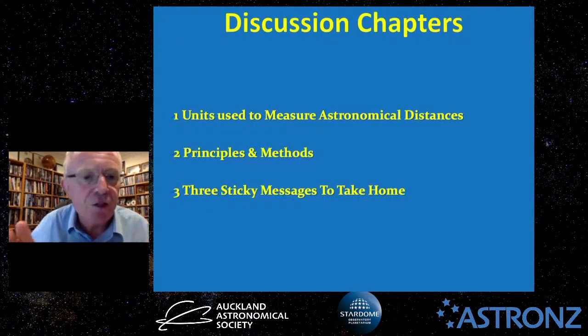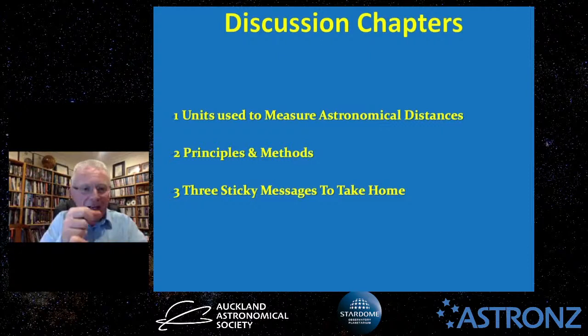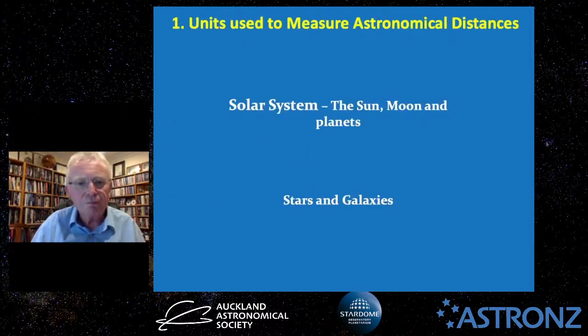Okay, so I've split it into three chapters, if you will. One, the units that astronomers use to measure astronomical distances. The second part will be principles and methods that the astronomers use to do these measurements. And then third, I always like to give you three real key messages. I call them sticky messages, take-home messages that you can recall. So, one, units used to measure astronomical distances.